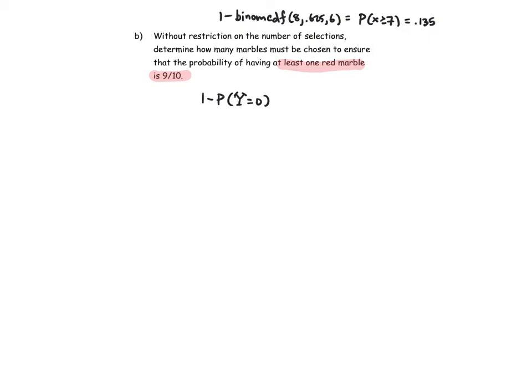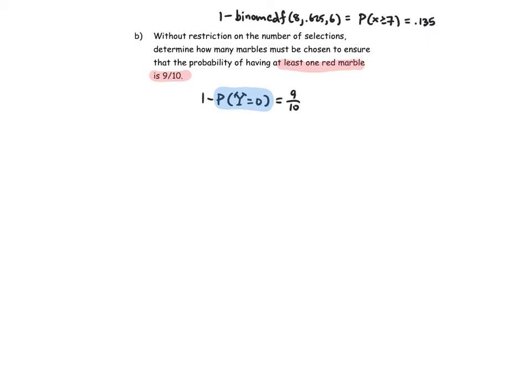Well, we want this to be at least... to ensure that the probability, we want it to be 9/10, right? We want it to be 9/10. Okay, so the math here is relatively easy. You might not see it yet, but this is going to have a variable involved, right? We'll see that in just a moment.